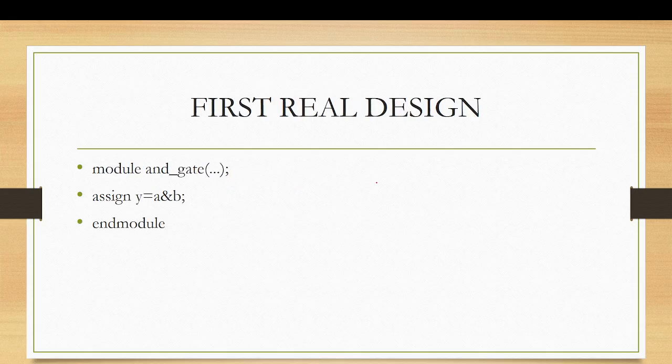Enough theory. Let's build something: an AND gate. This is one of the simplest digital designs. And here is the important point: this tiny module is real hardware, not a simulation, not pseudocode. This is real hardware. module my_gate, assign y equals a and b, endmodule.